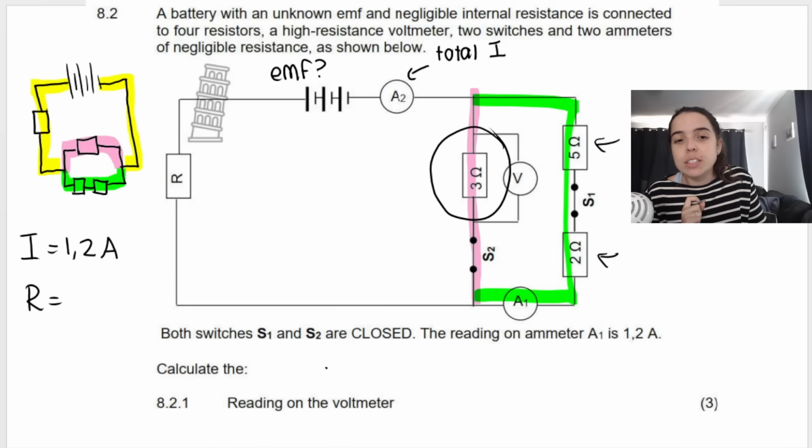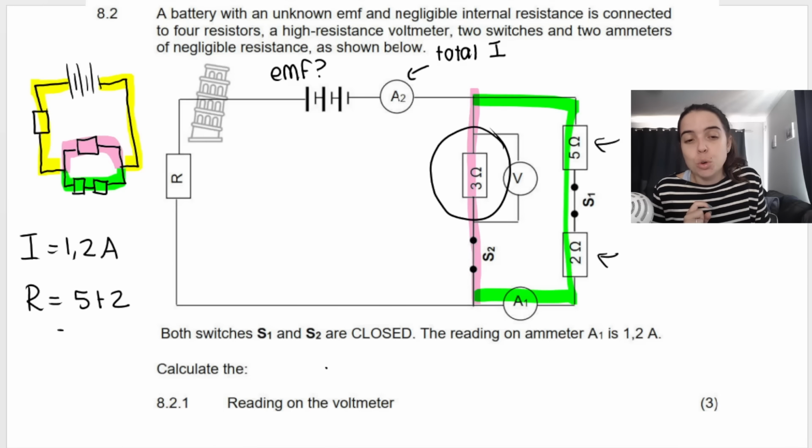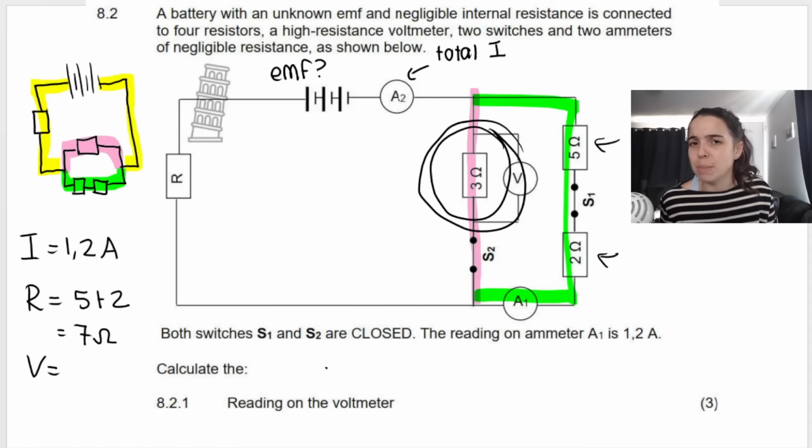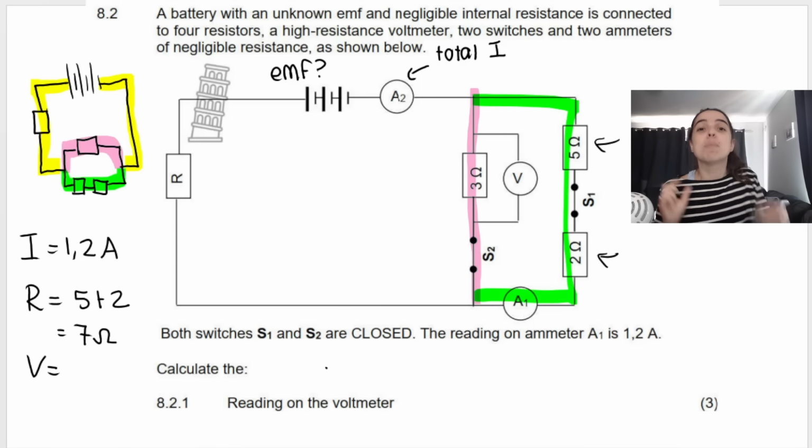Do I know the resistance of that branch? Yes, I do. It's 5 ohms plus 2 ohms, which is 7 ohms. And that allows me to calculate the voltage. And you might think, okay, cool, ma'am, I don't want the voltage of the bottom branch though. I want the voltage of this voltmeter. But remember, these branches are connected in parallel.